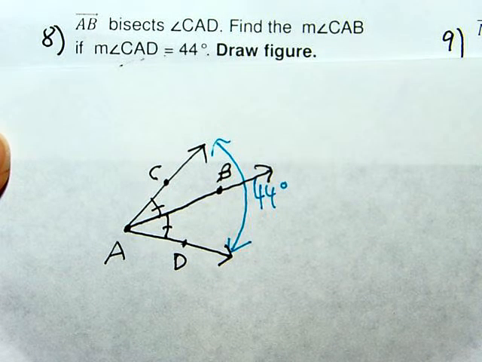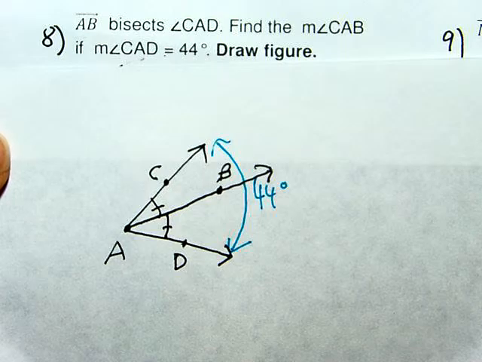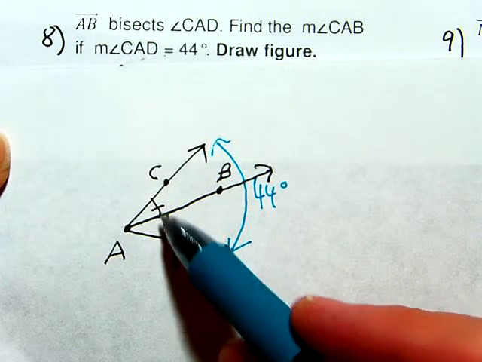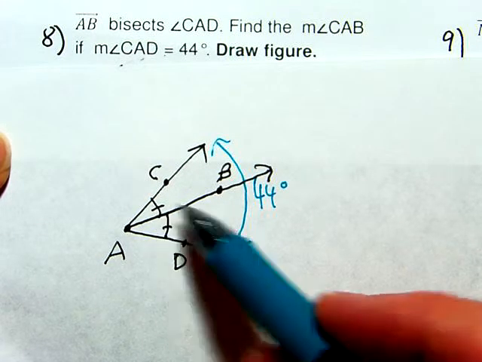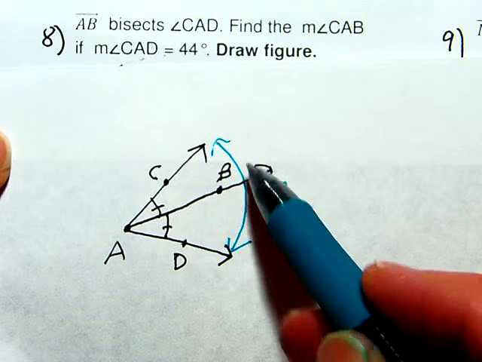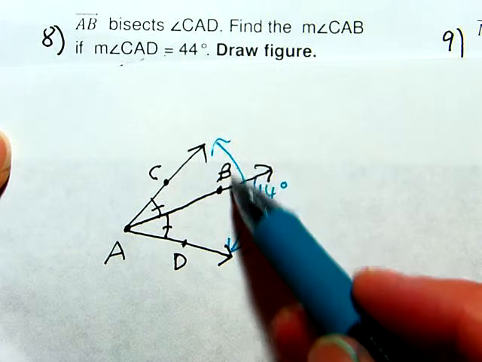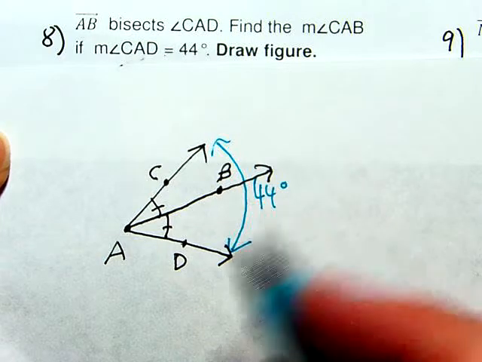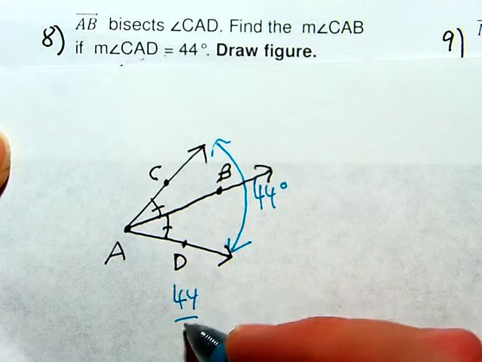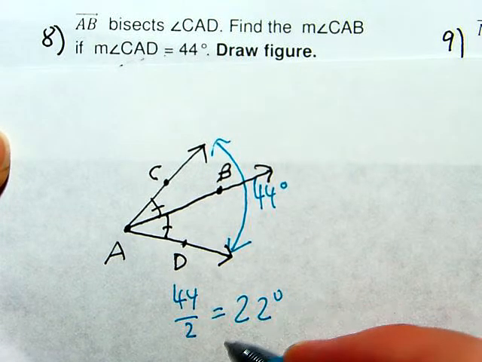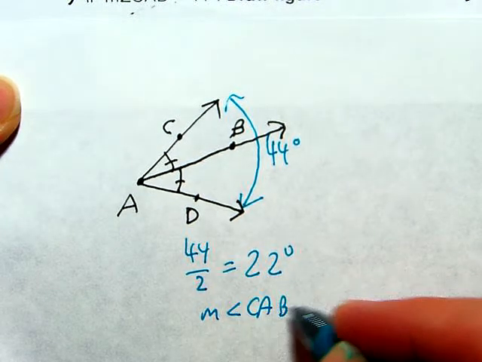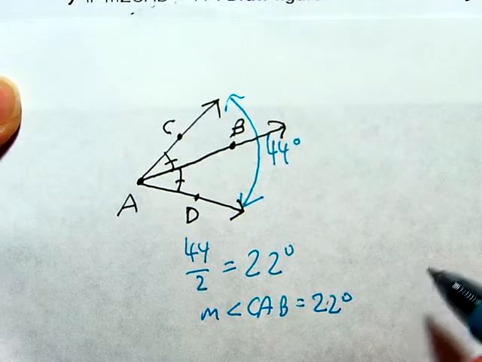Well, I hope that this is just sort of an easy review for you, because what it turns out is that we remember that an angle bisector divides a larger angle into two smaller angles, which means that this angle 44 gets divided into two smaller angles which are equal to each other. Okay, because it's a bisector. So basically all we have to do is divide 44 by 2, we get 22 degrees, and the answer is that the measure of angle CAB is 22 degrees. And that is the answer to number 8.